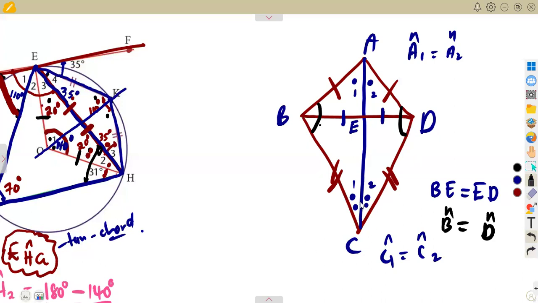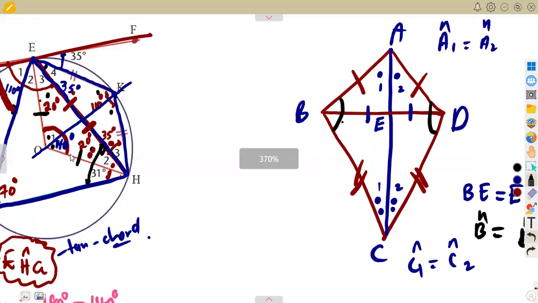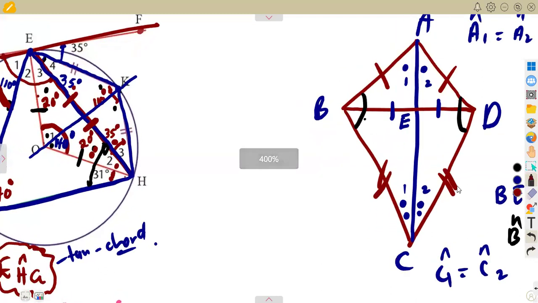But when it comes to C, C will be bisected into two equal parts. So this is what I was explaining. Meaning to say at O, this 140 is going to be divided into 2, so that this will be 70, the same at K, 110 divided by 2. That is the idea of the diagonal OK.